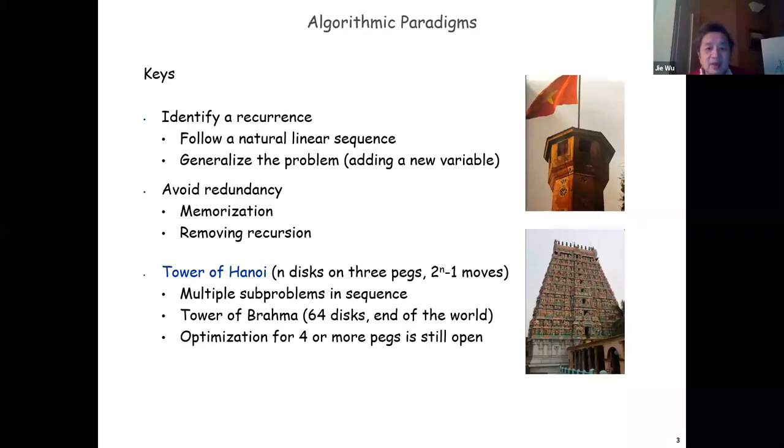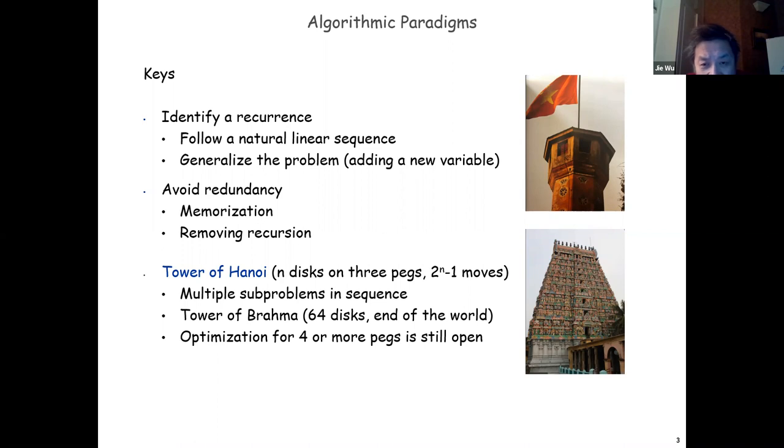Okay, so now let's go back to our original slides in terms of sharing. So I think you'll get the idea. In fact, there is the Tower, the Indian tower. There are 64 disks. They call this the end of the world. In fact, it's amazing to calculate.